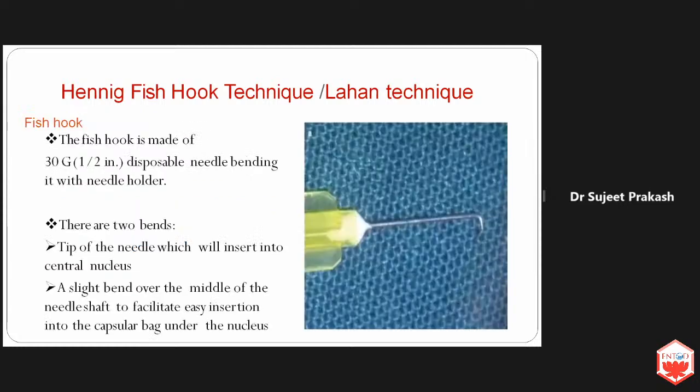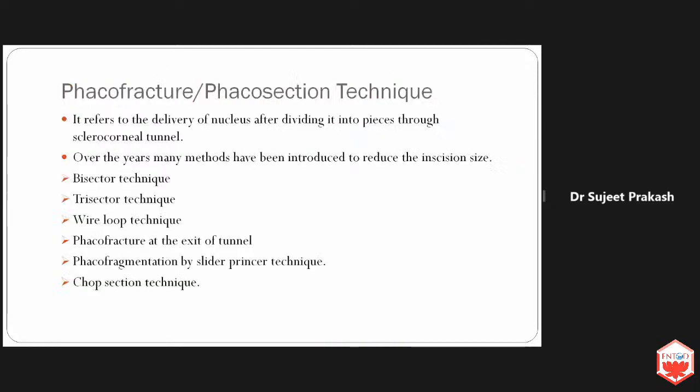Here is a small description of the fish hook which is used in the Lahan technique. The fish hook is made of a 30 gauge half inch disposable needle, bent with the help of a needle holder. Two bends are present: the tip of the needle, which will insert into the central nucleus, and the slight bend over the middle shaft, which will help in holding the nucleus in the bag.